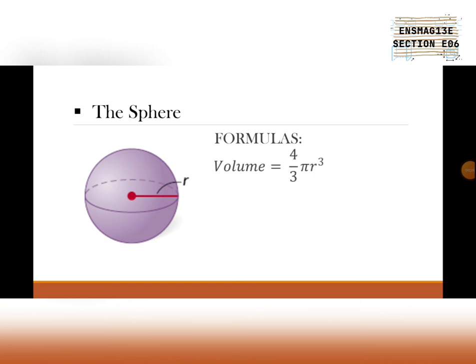Formula for the volume of your sphere: 4/3 pi r cubed, where r is the radius of the sphere. The formula for the surface area of the sphere is equal to 4 pi r squared, where r is the radius of the sphere.